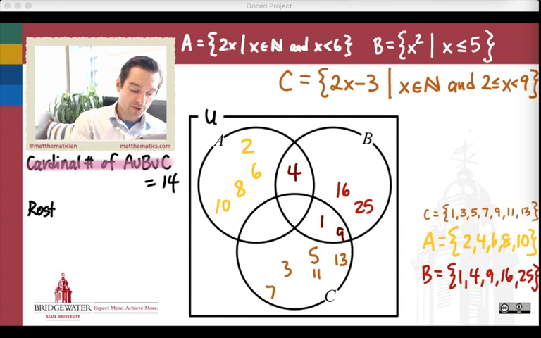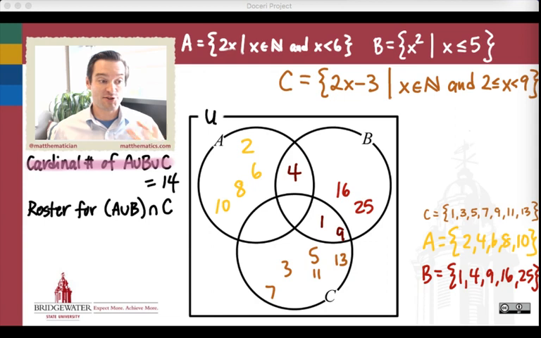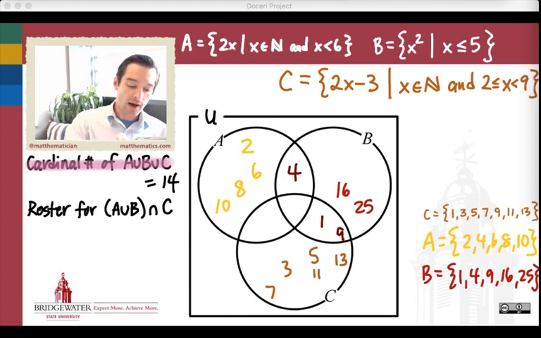Suppose I want to know what is a roster for A union B, parentheses, intersect with C. So now we're ratcheting up the notation a little bit. So what I have here is an intersection, first and foremost. It's an intersection of two sets. It's an intersection of the set C, so let me shade C for a minute. So it's an intersection of this set with the set A union B.